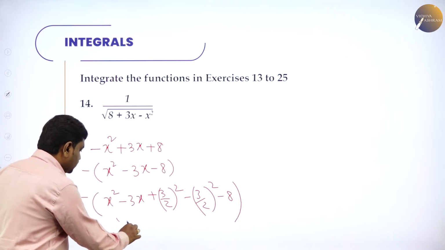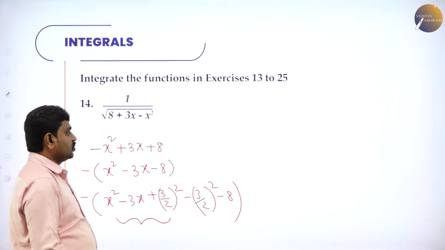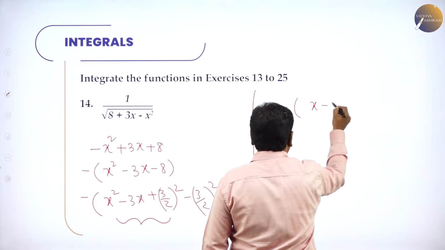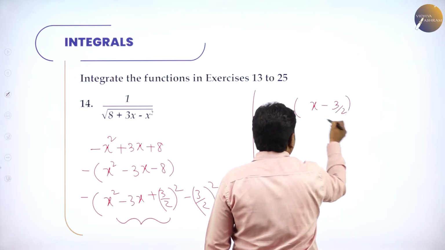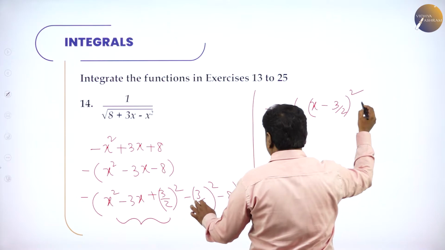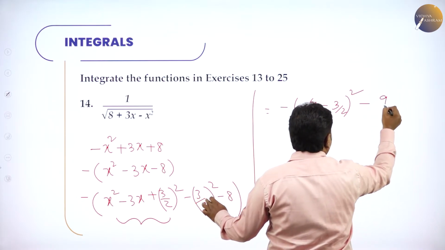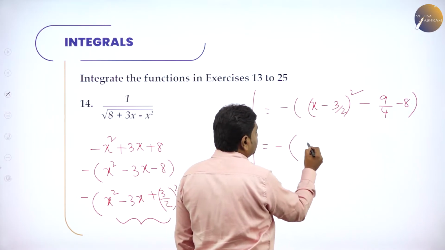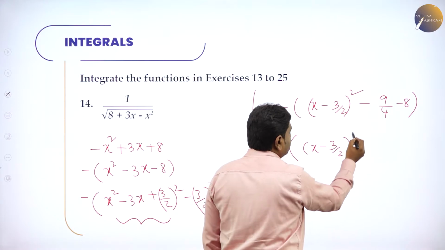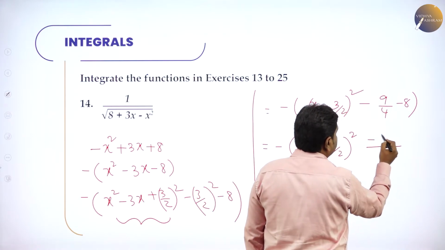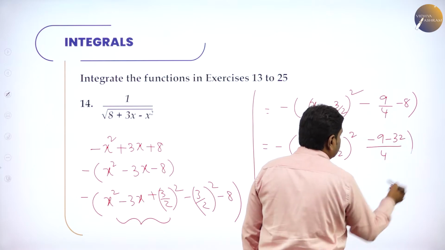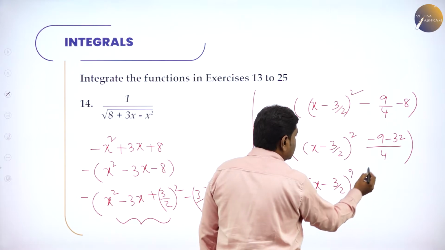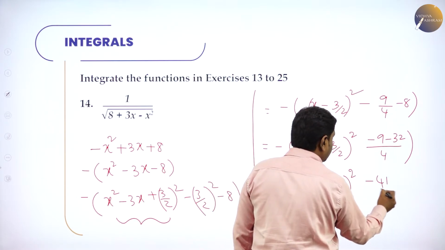Now you can see these three things, a square plus b square minus 2ab. So we can write it as x minus 3 by 2 the whole square, and remaining part, what is the remaining part? Minus 3 by 2 the whole square, minus 9 by 4 minus 8. Simplify this, it will become minus of x minus 3 by 2 the whole square. If you take LCM, LCM is 4, minus 9 minus 8 fours are 32. Further minus of x minus 3 by 2 the whole square minus 41 by 4.